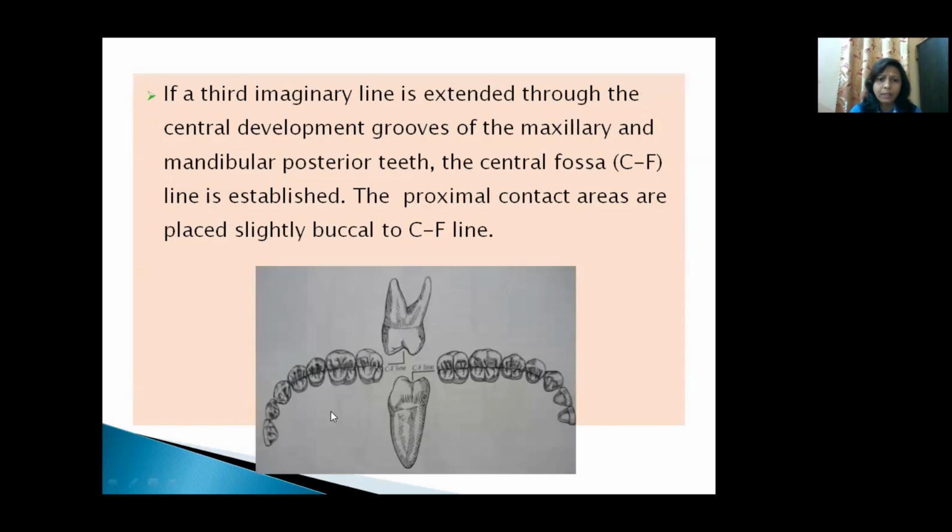And then a third imaginary line can be drawn through the central developmental groove of the maxillary and mandibular posterior teeth. The central fossa line is established. The proximal contact areas are placed slightly buccal to the central fossa line.